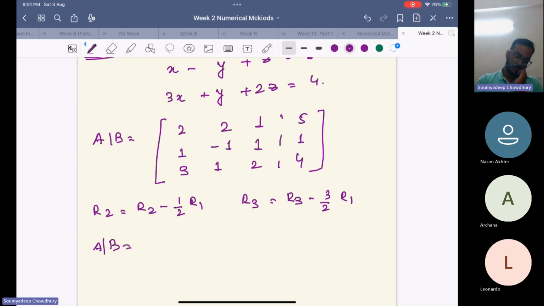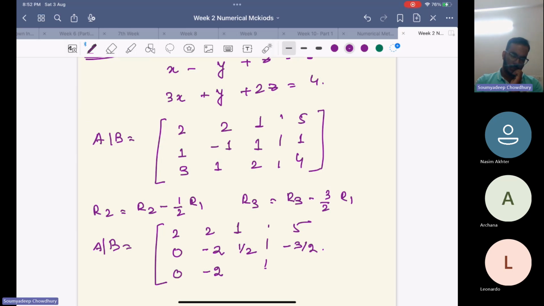A slash B will be now equal to 2, 2, 1. 1 minus half into 2 is 0. Minus 1 minus 1 is minus 2. 1 minus half is 1 by 2. 1 minus 5 by 2 is minus 3 by 2. 3 minus 3 by 2 into 2 is 0. 1 minus 3 by 2 minus 2. And here you have 2 minus 3 by 2 is half. And 4 minus 15 by 2. That is minus 7 by 2.